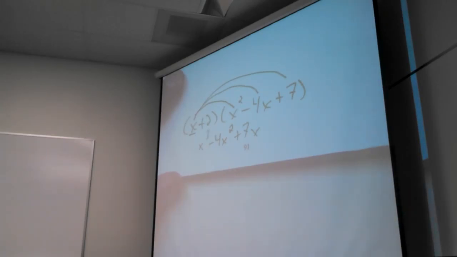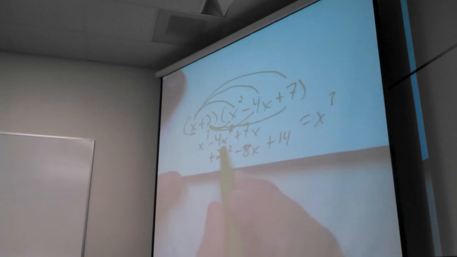I'm not done yet. That's the x. Now the 2 gets a turn. So now I can do, and if you're nice to yourself, you can actually line up your like terms. Plus 2x squared. What's 2 times negative 4x? Minus 8x. And what's 2 times 7? Plus 14.